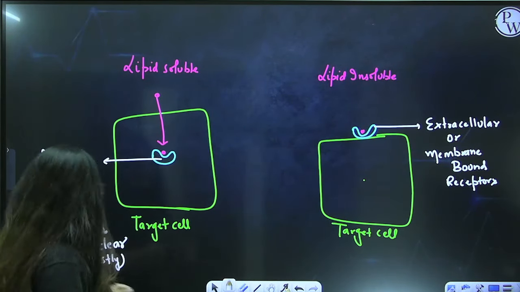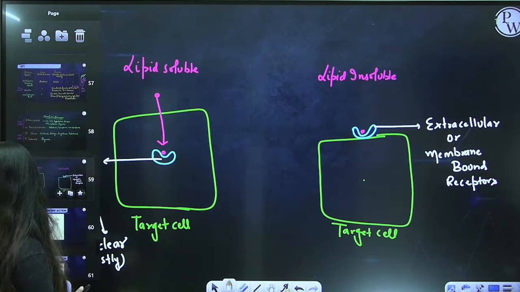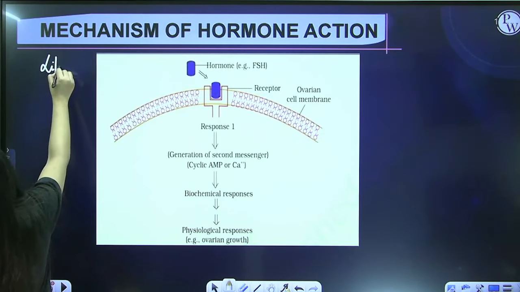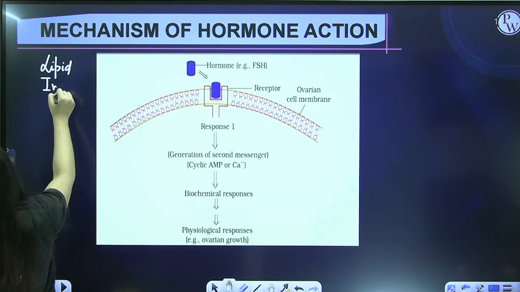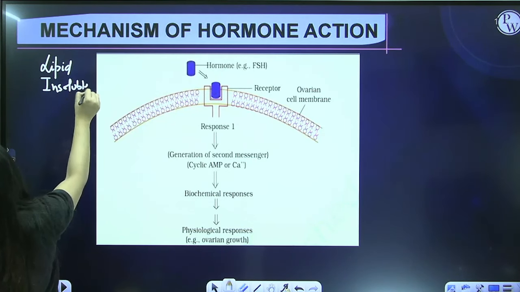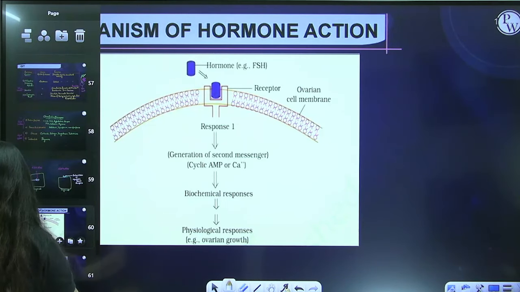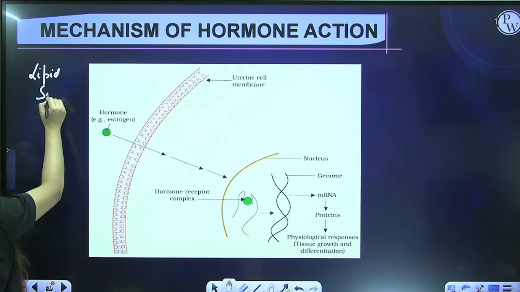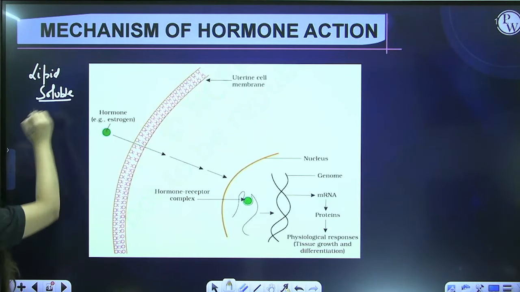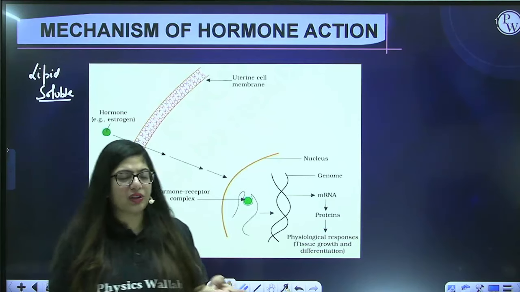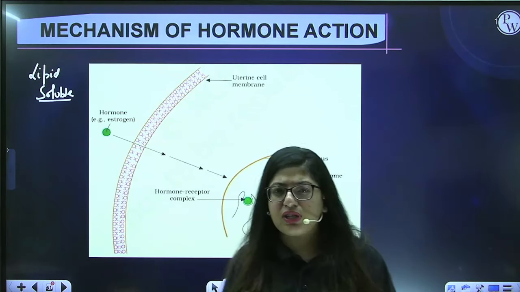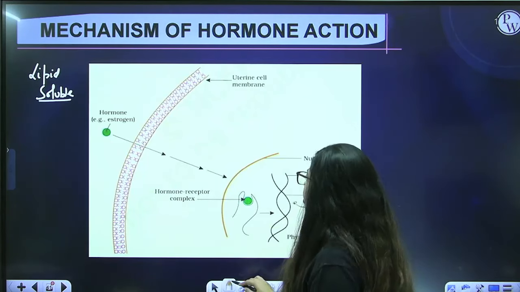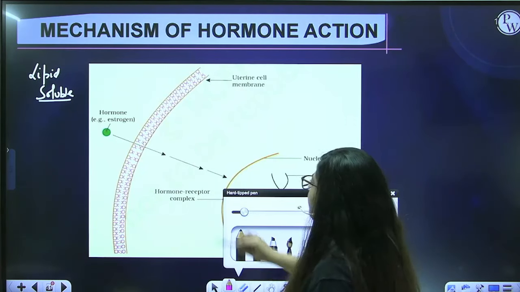Let's see how. First of all, we are going to talk about lipid soluble hormones. I think it's better to start with the lipid soluble one because that is quite simple. What are the examples? Your steroid hormones, like estrogen, progesterone, testosterone, or we can say your corticoids. These are the hormones that can easily pass through the cell membrane.